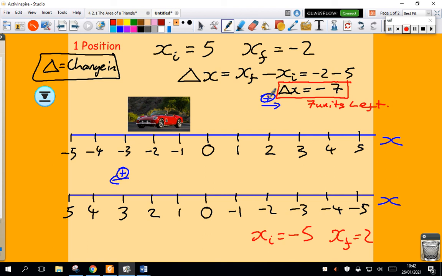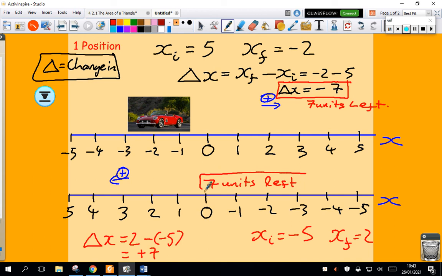If I look at this second one here, I look at the change in x on my second coordinate system. My final position was 2. My initial position was -5. So my change in position will be +7. What does that mean? Well, this is a left positive system. So in my second system, it's saying it moved 7 units left.